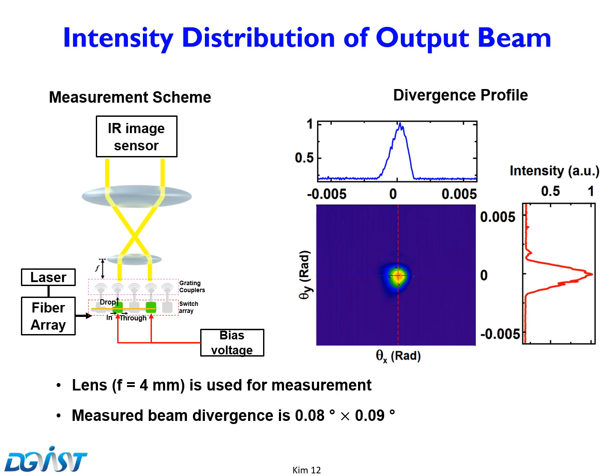Then we measure the emitted beam from the grating coupler. To measure the beam pattern, a lens whose focal length is 4 mm is placed above the emitter array. Then an additional lens set is located to observe the projected beam with an IR image sensor. The right figure shows the beam divergence profile. A 0.08 by 0.09 degree beam divergence is measured.